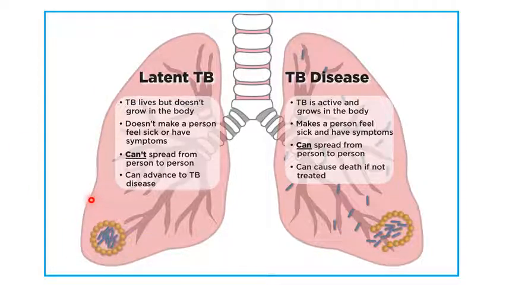Without treatment, about 5 to 10% of infected persons will develop TB disease at some time in their life. You can see the differences as described in the slide. One other difference is that latent TB patients have normal chest x-rays and a negative sputum test, whereas patients with TB disease have an abnormal chest x-ray or a positive sputum culture.